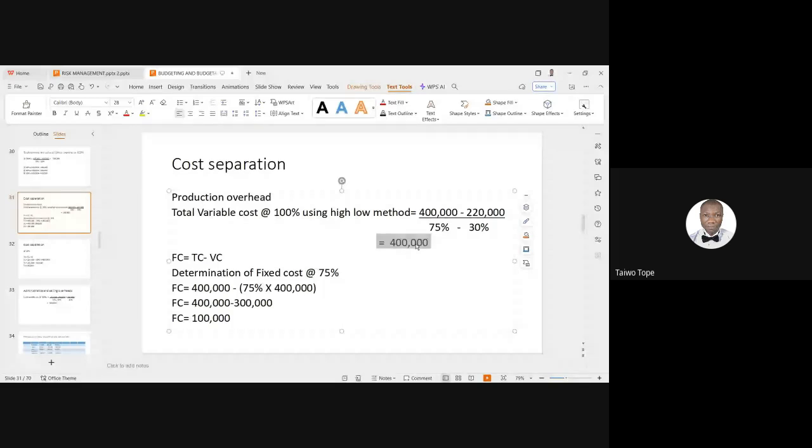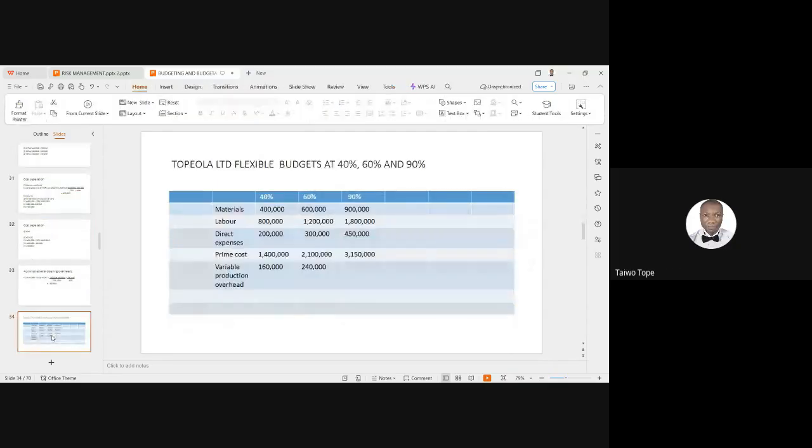on production overhead, what will be your fixed cost? 100,000. Isn't it? Yes, 100,000, all true. So what is your question now? I was thinking we were supposed to remove 100,000 from 160, then the 60,000 will be our variable cost. No. This is your total variable cost already. So what is the fragment of 40% out of this? You understand?